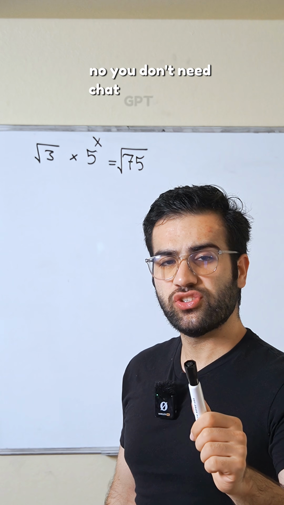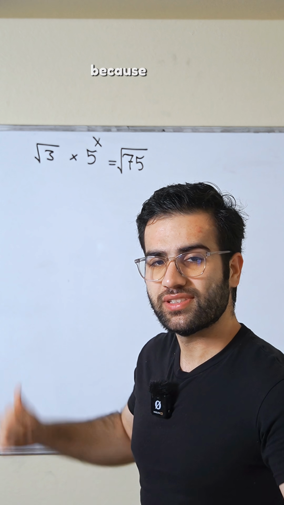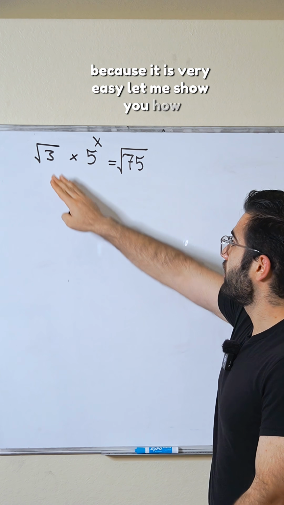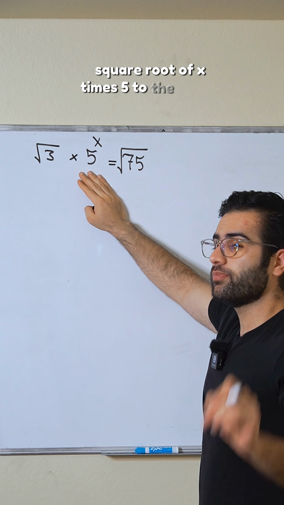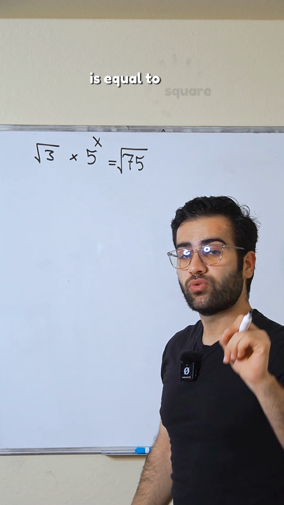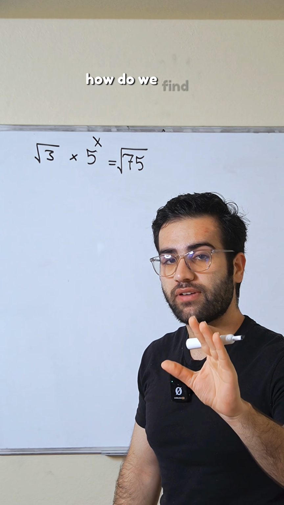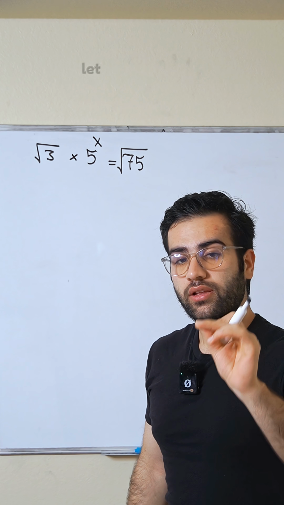No, you don't need ChatGPT to solve this problem for you, because it is very easy. Let me show you how. Square root of x times 5 to the power of x is equal to square root of 75. How do we find the value for x? Let me show you how.